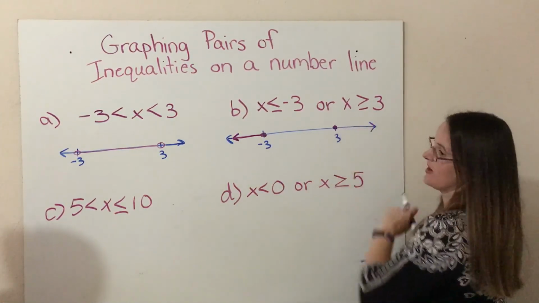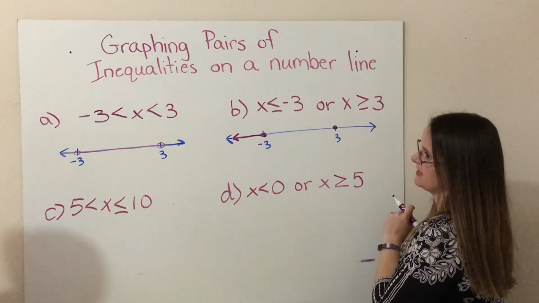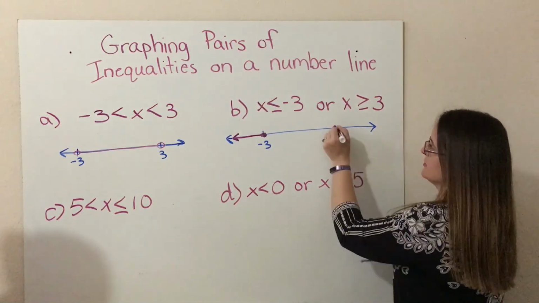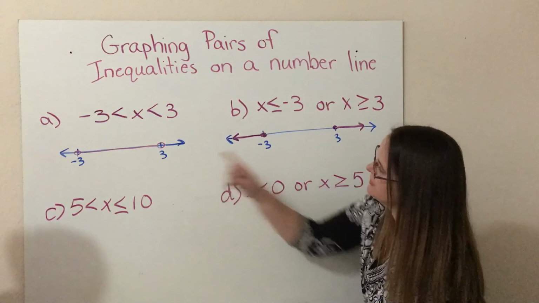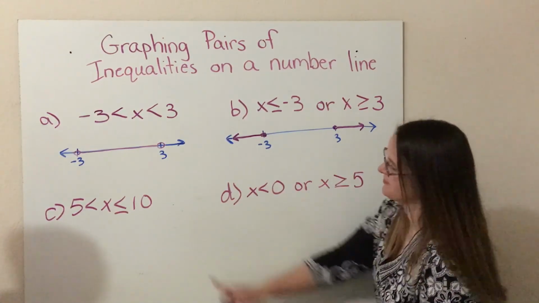Or X is greater than or equal to positive 3. So it would go to the right. So this one goes to the right. Okay? Similar number lines, different answers.